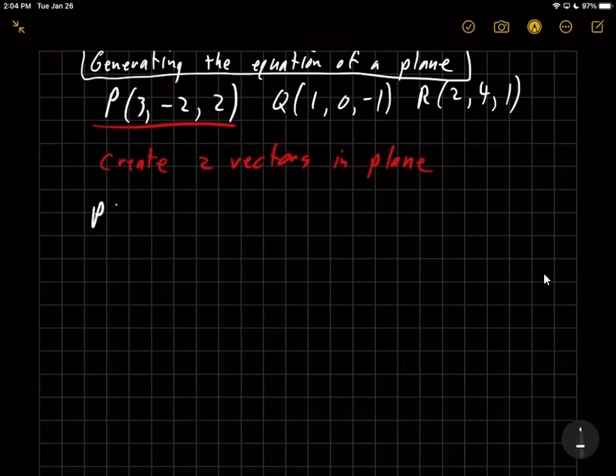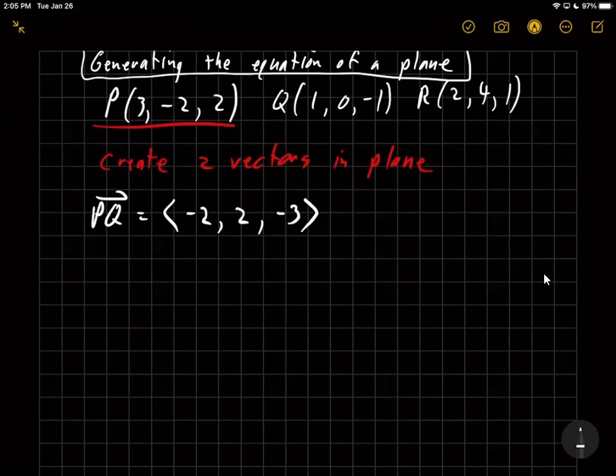So let's find PQ. To find PQ, we're going from P to Q. To go from 3 to 1 in the x direction, you have to go -2 units. To go from -2 up to 0, you have to go +2 in the y direction. And in the z direction, you go from 2 to -1, that's a decrease of 3. If we were to add PQ onto P, we should in fact get point Q. Let me just double check. It looks like we did that correctly.